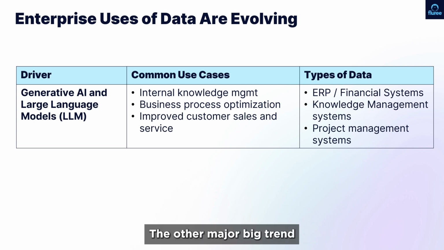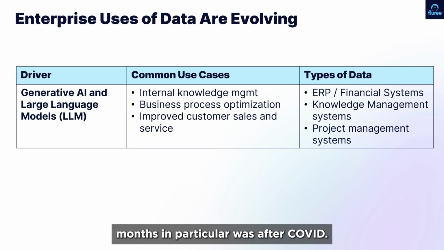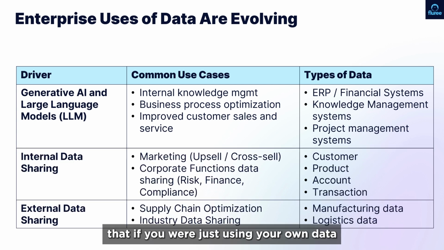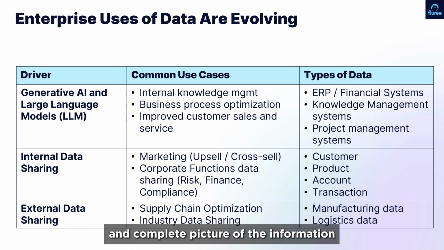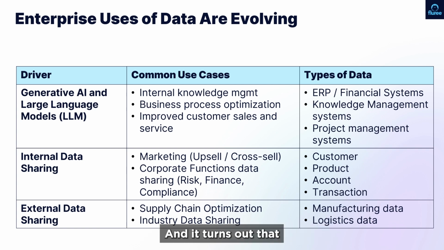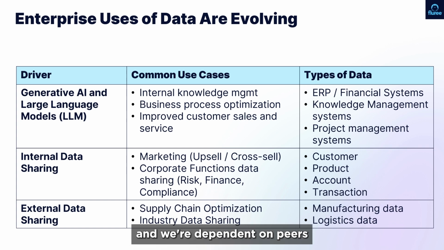The other major trend that's happened over the last 6 months in particular was after COVID, it became pretty obvious that if you were just using your own data, you may not have a full and complete picture of the information that you need to run your operations. And it turns out that we are heavily dependent on our supply chain partners, and we're dependent on peers, and in many cases, even understanding the information that's happening with vendors and competitors.